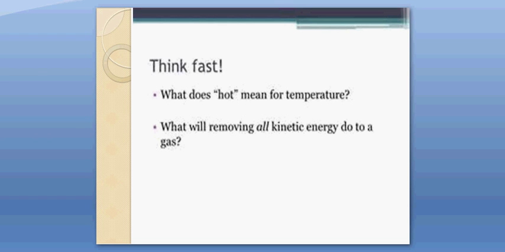Now friends, just think fast. What does hot mean for the temperature? What will removing all the kinetic energy do to a gas? Let's do it very fast. Let's do it in 5 minutes.